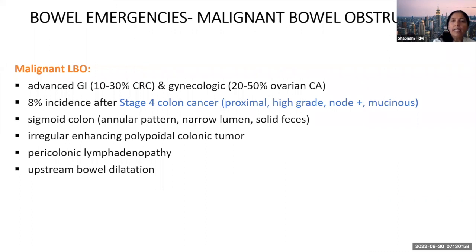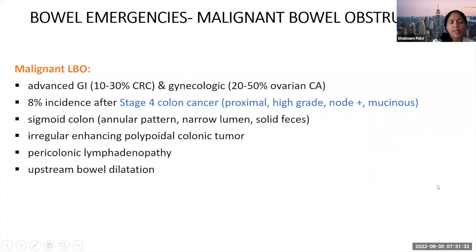Now to discuss malignant large bowel obstruction. This can occur due to advanced colorectal cancer or gynecological cancers. Stage 4 colon cancer, typically if they're proximal, if they're high grade, if they are node positive, and if they're a mucinous etiology, can have an 8% incidence of the malignant large bowel obstruction. I also want to point out that sigmoid colon cancers can be relatively small, but they also have a predisposition to malignant large bowel obstruction.